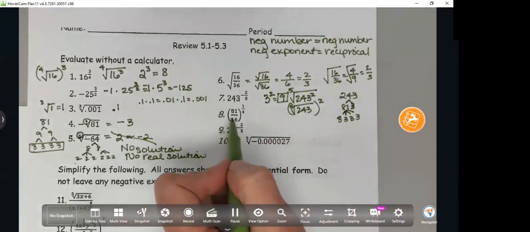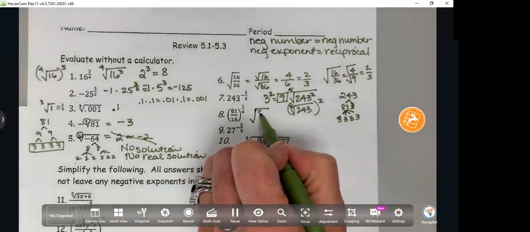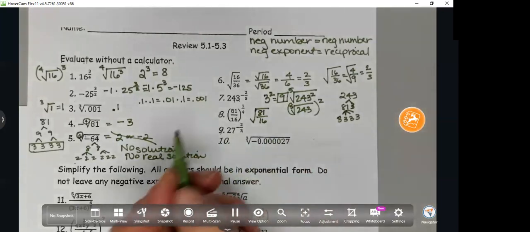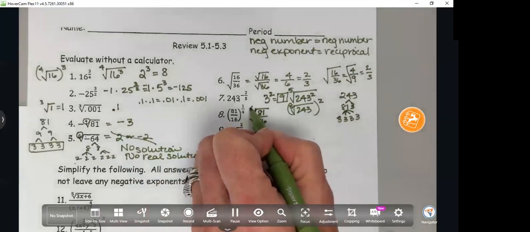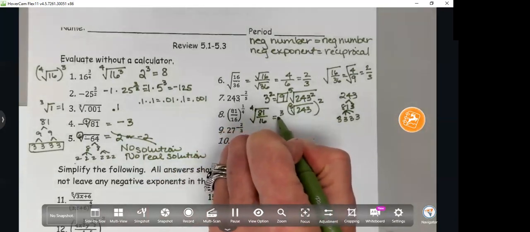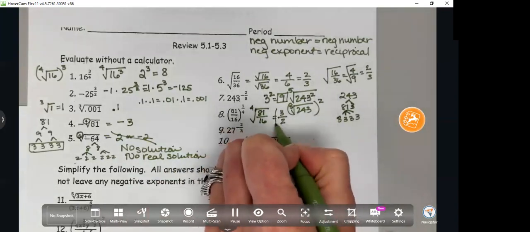Okay. Now we've got the 4th root of 16 and 81 over 16. And again, I can reduce this first if there's a number that evenly divides into 81 and 16. I don't know of a number that does that. The 4th root of 81 is 3. The 4th root of 16 is 2.